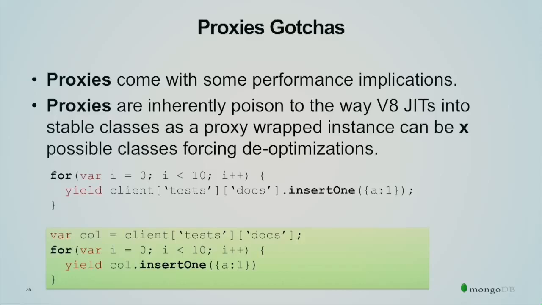That doesn't mean that proxies aren't useful. It just means that if you choose the first way of doing inserts, like in the first case of four here, where we are using the proxy for every single insert, we're going to pay that penalty of going through all of those optimized code paths in the V8 engine. If we instead first use the proxies to get a reference to the collection and then use that reference to do inserts, then we only incur that penalty once. And this, in general, is a good pattern to follow when you're using the driver, because you're avoiding unnecessary creation of collection objects.